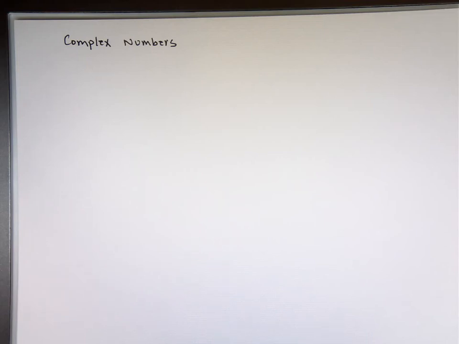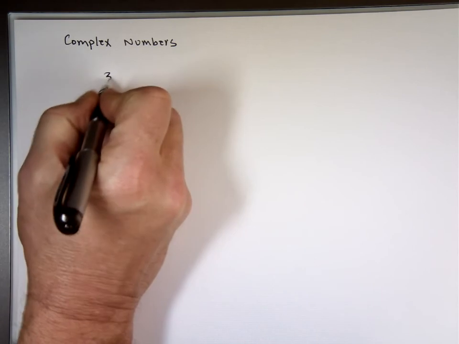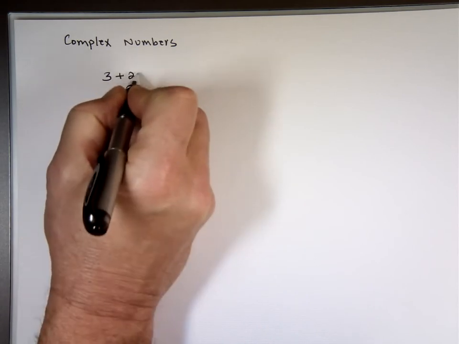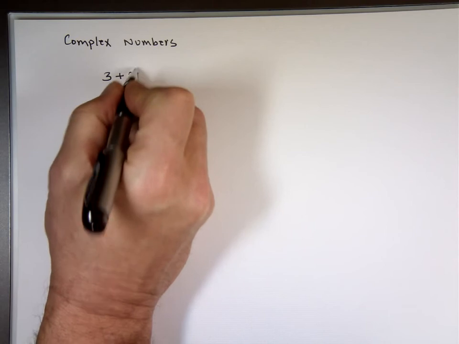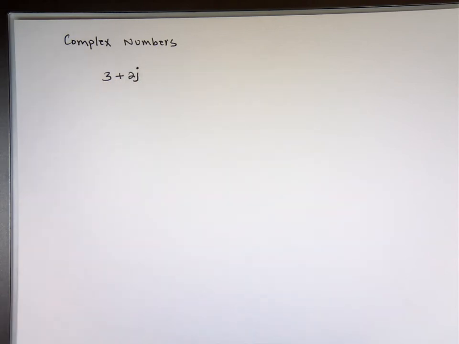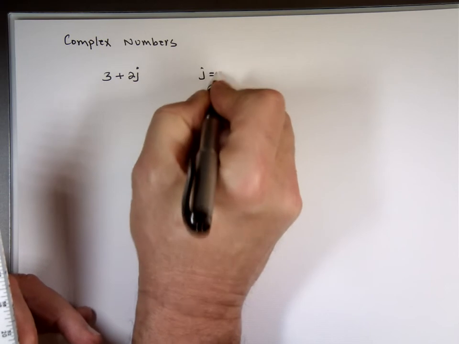Now, usually a complex number has a real portion and an imaginary portion. When you have a number like 3 plus 2i or 2j, whatever you want to use, we use j in this class. Why? Because i represents what? Current. So j is the square root of -1.